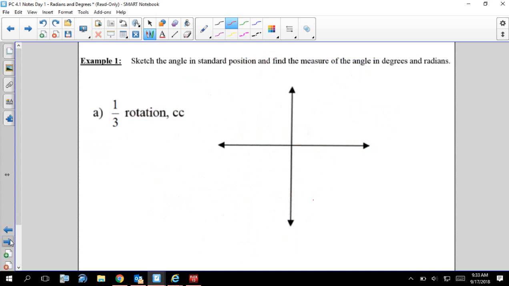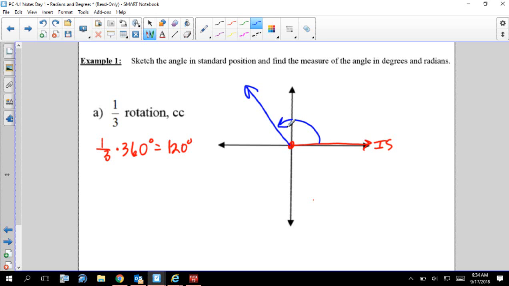Okay, this says sketch an angle in standard position, find the measure of the angle in degrees and radians. We're going to start with our initial side. And this says to do 1/3 rotation around the entire thing counterclockwise. So counterclockwise says we're going positive. 1/3 of the entire 360 is 120 degrees. And that would be about here. And you have to draw this rotation arc to show me which way you're rotating. So I have the angle in degrees.